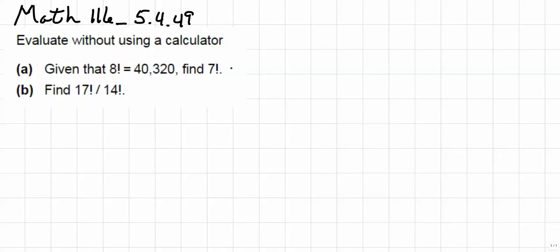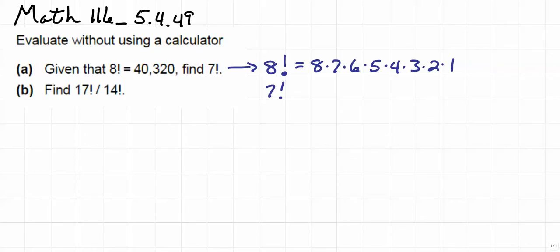Well, this is based on the fact that if we know that 8 factorial is the same thing as 8 times 7 times 6 times 5 times 4 times 3 times 2 times 1, that means that 7 factorial is equal to 7 times 6 times 5 times 4 times 3 times 2 times 1. Notice that the only difference is the fact that the 8 factorial has a times 8 here.